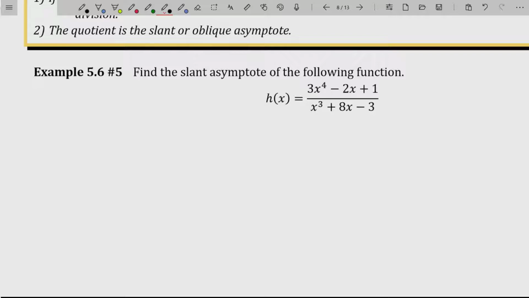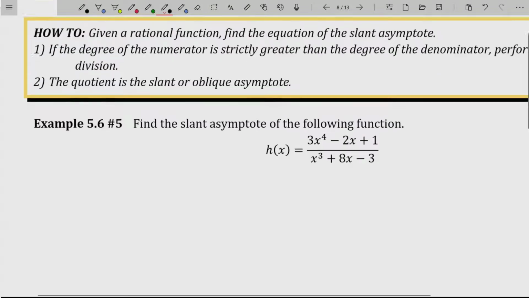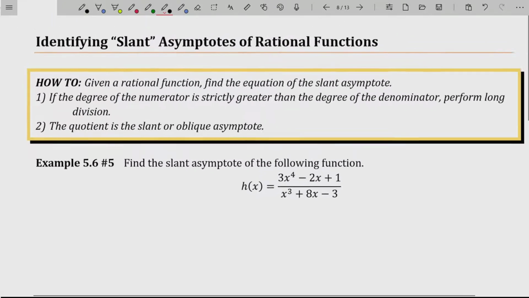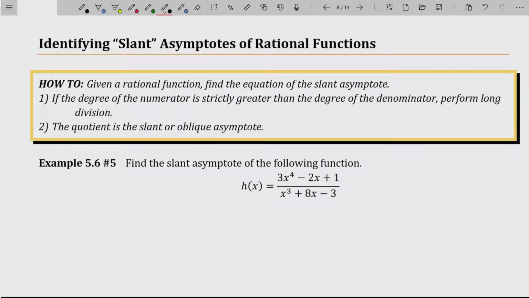Anyhow, how do you do it? Well, you only need to find them if the degree of the numerator is greater than the degree of the denominator. And if you have them, then perform long division. That's this right here. So reaching back into your bag of tricks from when you were in arithmetic, basically, right? So you do long division, and the quotient is the slant or oblique asymptote.